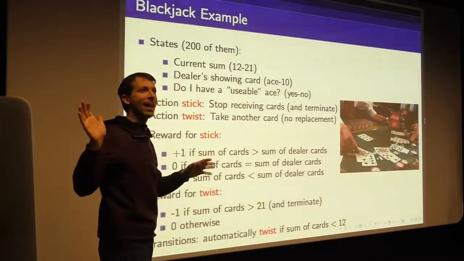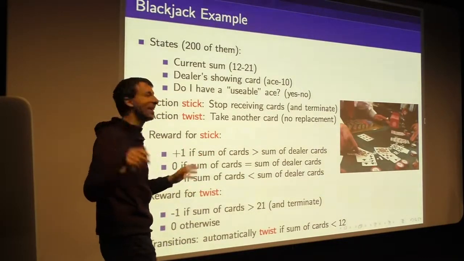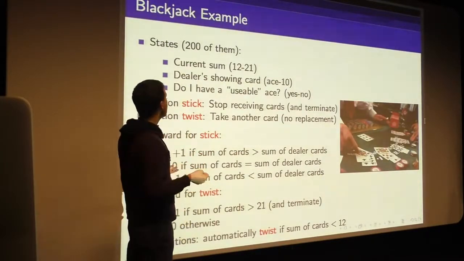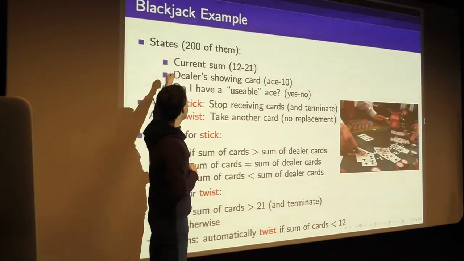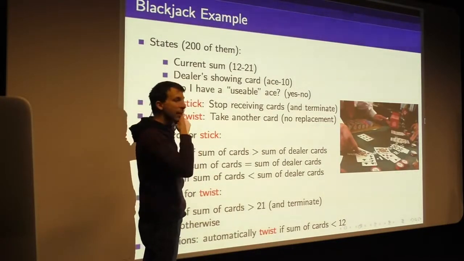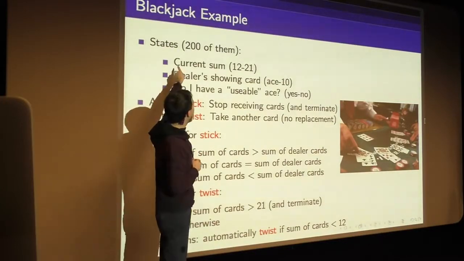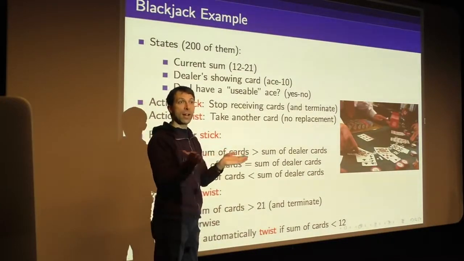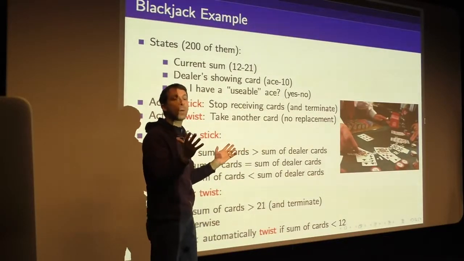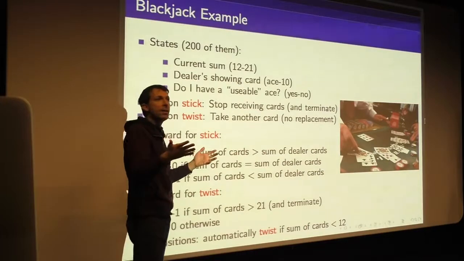How many people know the game, by the way? Good, okay. So the way we're going to represent this is as an MDP, and we're going to treat the state as having 3 different variables in the state space. The first variable is the current sum of our cards. So if we've got 3 cards and the sum of those cards is 17, we're in a state with a sum of 17.